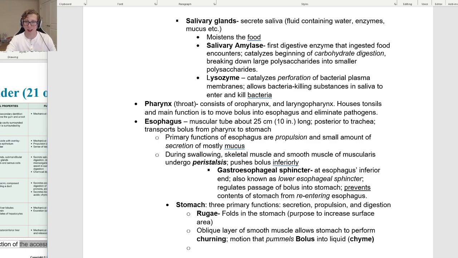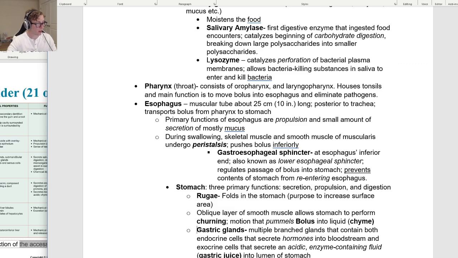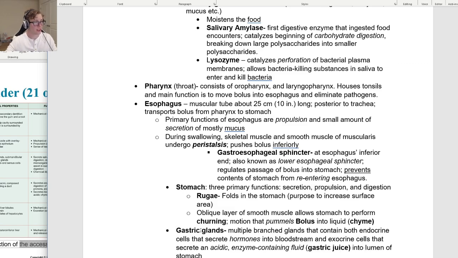Now, how are we actually going to digest something in the stomach? Well, we have to have some form of liquid. You have all heard that there are gastric juices and that your stomach is very acidic. Let's figure out how that is happening. So, we have something called gastric glands.